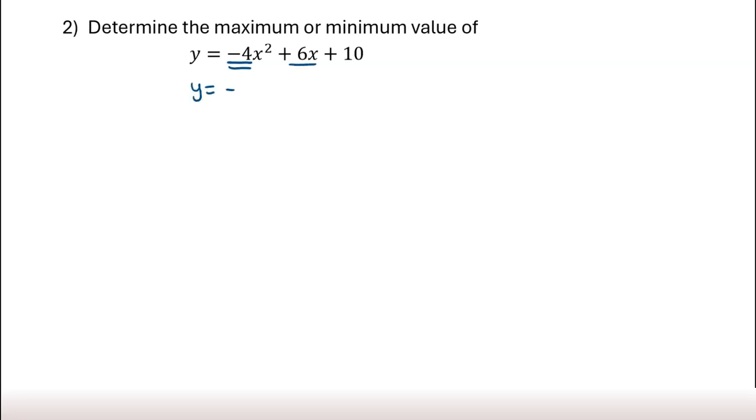So y equals negative 4. We're going to be left with x squared. Now 6 divided by negative 4 is minus 1.5, or 6 over 4, 3 over 2, which is 1.5. So we get minus 1.5x. We still have the plus 10 at the end.